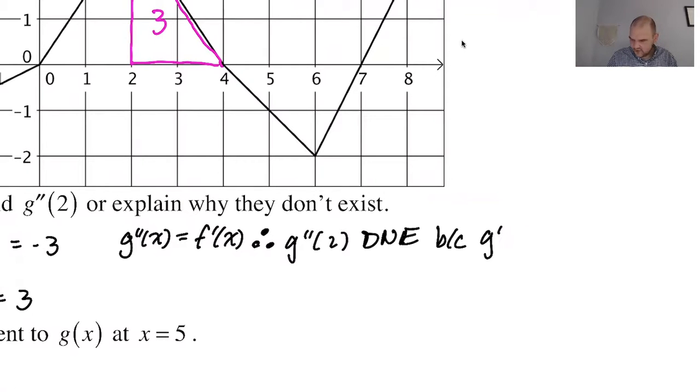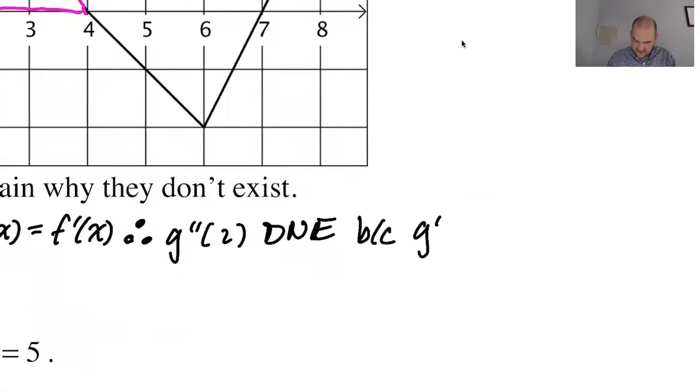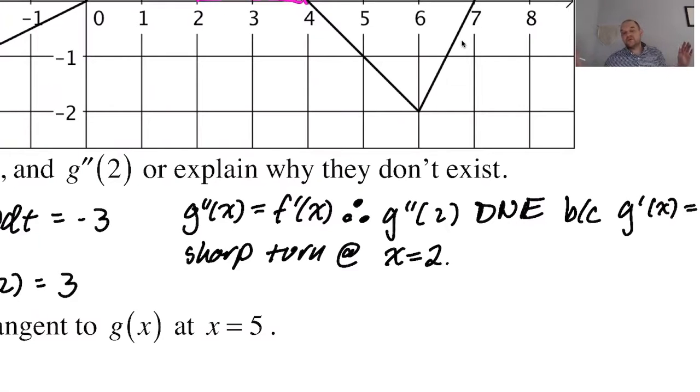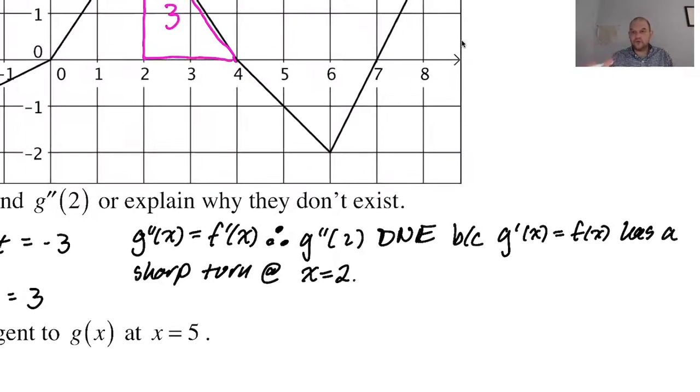You got to work your way through these things, because g prime of x, which equals f of x, has a sharp turn. Now, the question is, is that enough? And I don't know the answer to that. So what I'm going to do is offer you an alternative solution that's more involved. So sharp turn or corner has always been an acceptable reason.